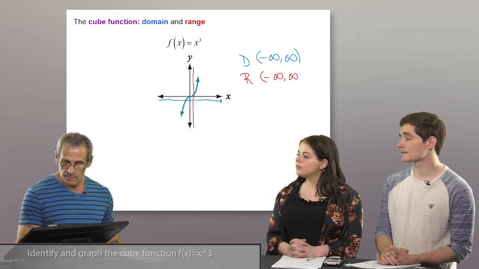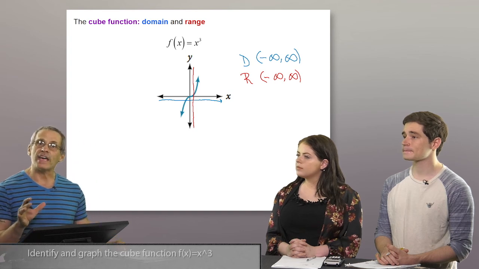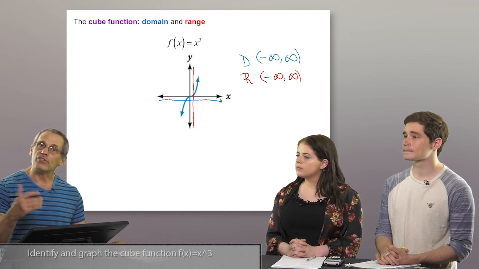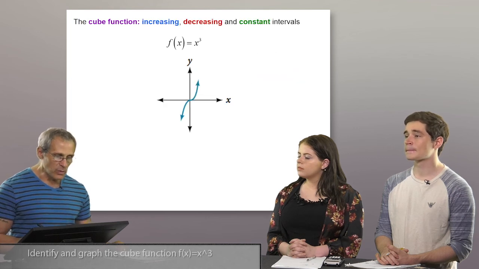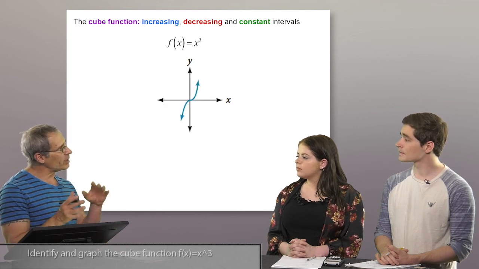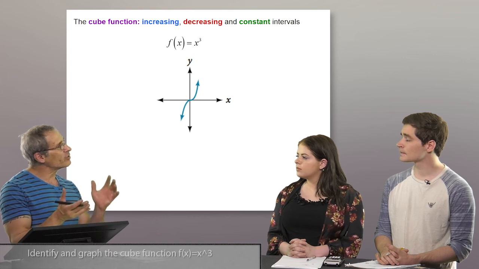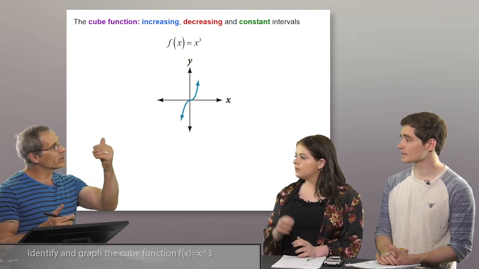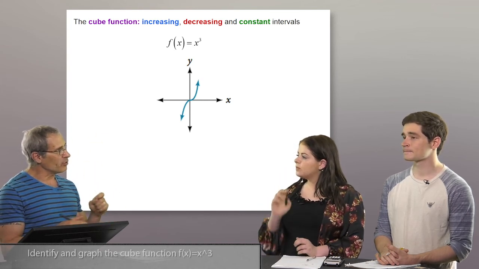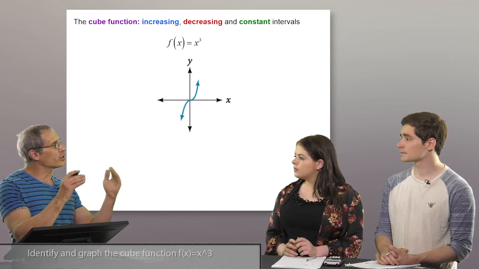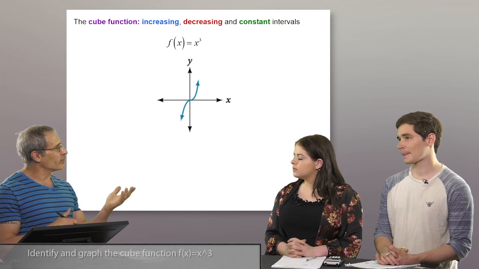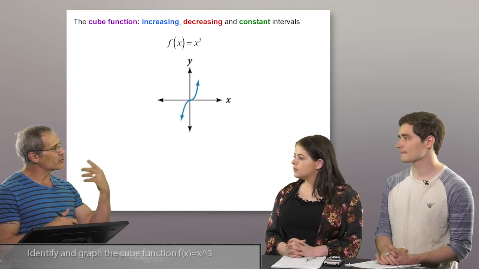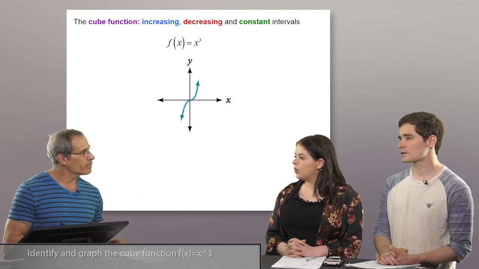Very good. Lastly, we have to decide the intervals for which this function is increasing, decreasing, or constant. Where the function is increasing, as the inputs increase, the outputs increase, and the graph goes up. For decreasing intervals, where the inputs increase, the outputs decrease, and the graph goes down. And for constant intervals, where the inputs increase, the outputs stay the same, and the graph is horizontal.